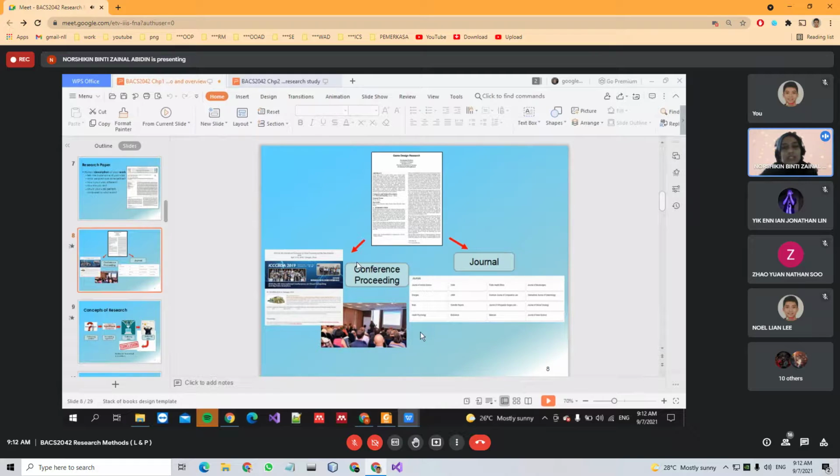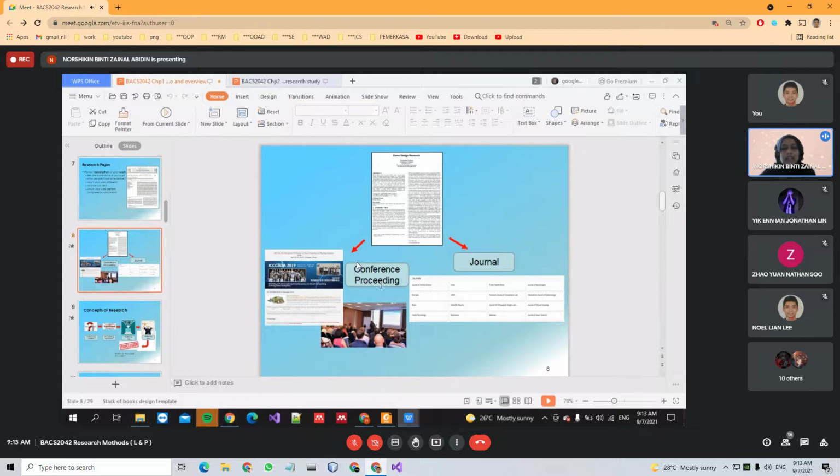Same goes for your research. You do your research, you write your paper, and you go to present. So this is the conference proceeding. Usually a conference proceeding will be attended by researchers, scientists, lecturers, or whoever is interested in the research.